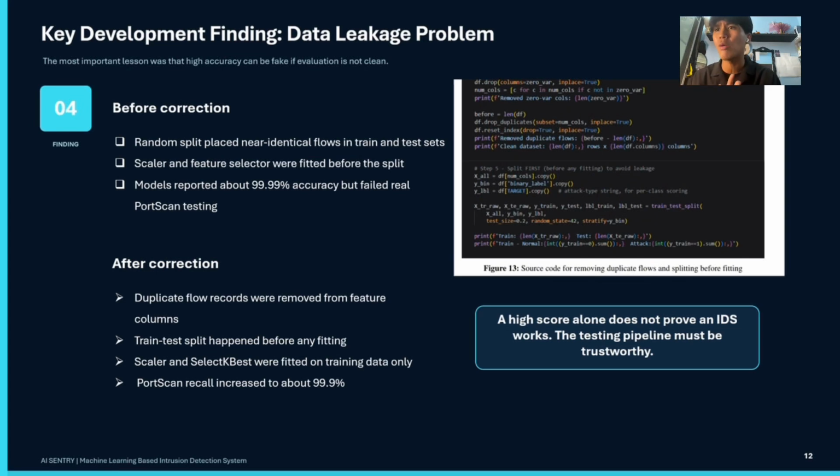However, the model was tested using actual port scan samples. It failed to detect them correctly. To solve the problem, duplicate flows were removed based on the feature columns. The dataset was then split before any fitting was performed. SelectKBest and RobustScaler were fitted only using the training data and were later applied to the testing data. After making this correction, port scan recall increased to approximately 99.9%. This shows that a very high accuracy number does not automatically mean that the model is good. The evaluation pipeline must also be clean and trustworthy.